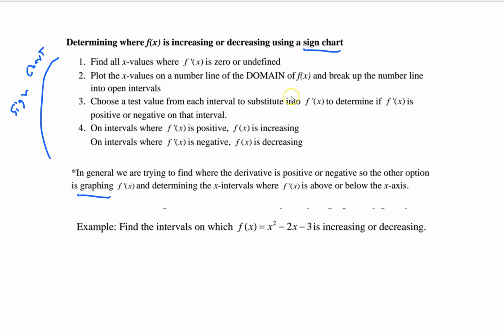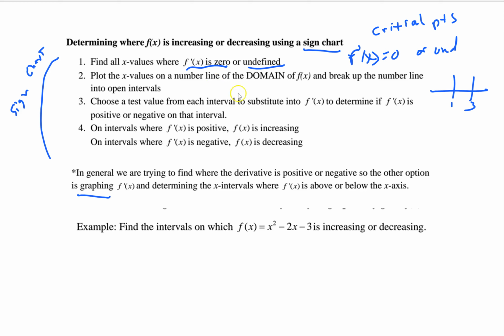So step 1, find all the values where f prime of x is equal to 0 or undefined. Very important, right? So basically we're going to set the derivative equal to 0 or undefined. We'll do some examples where we do undefined, but those are called critical points. So first thing to do is find our critical points. And then we're going to plot our critical points. So let's say we got like 1 and 3 or something. Then we're going to plot our critical points on the number line.